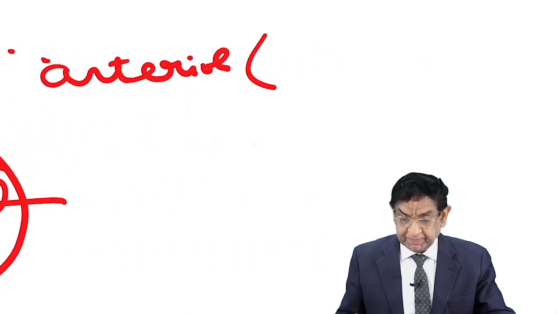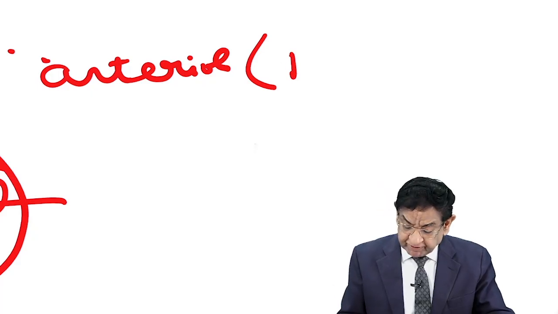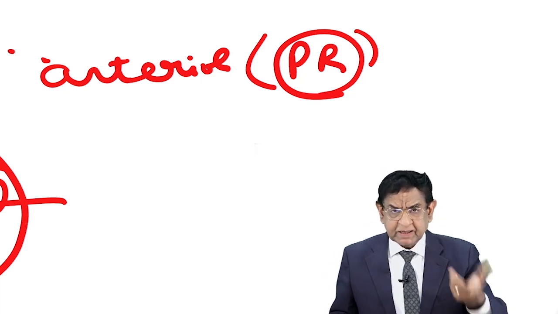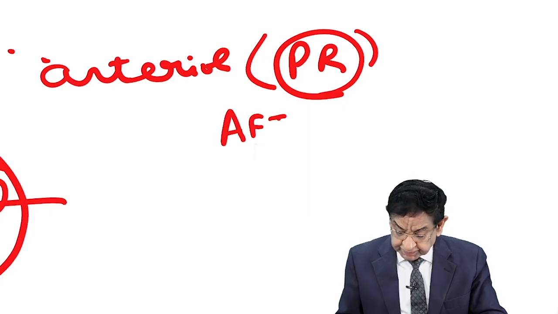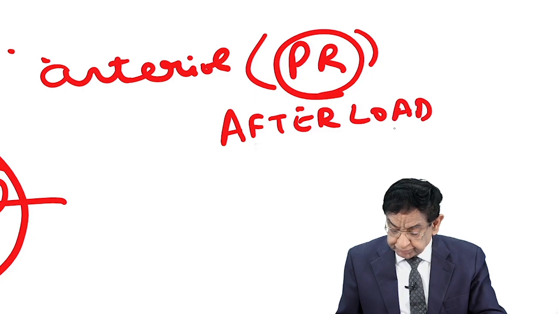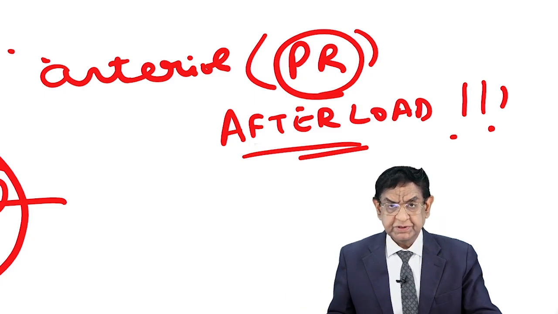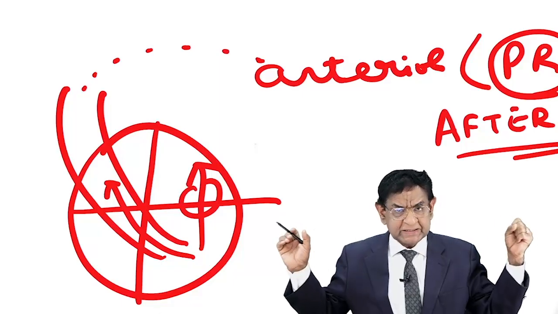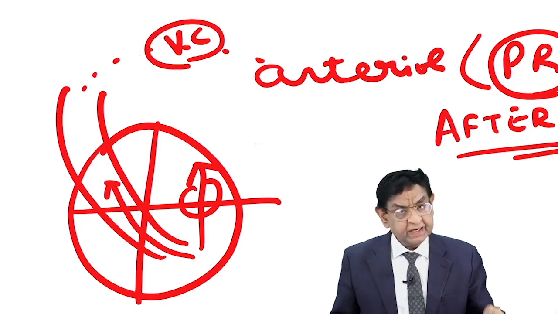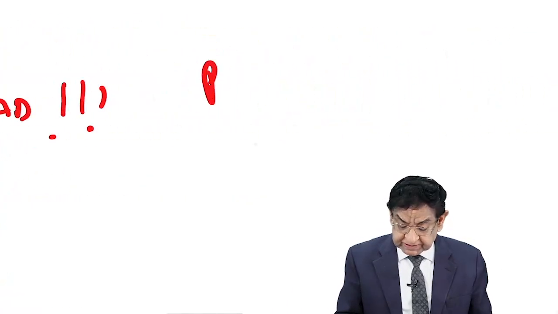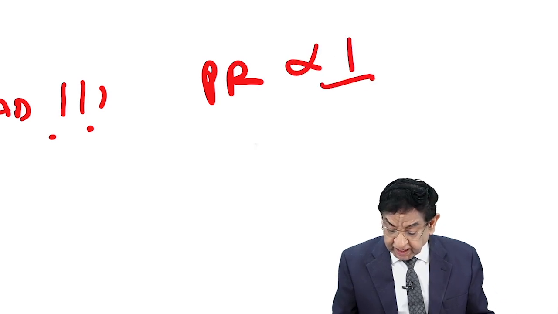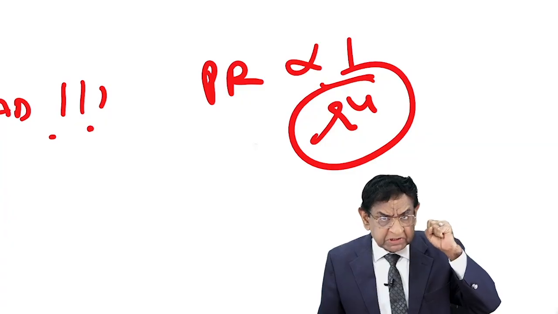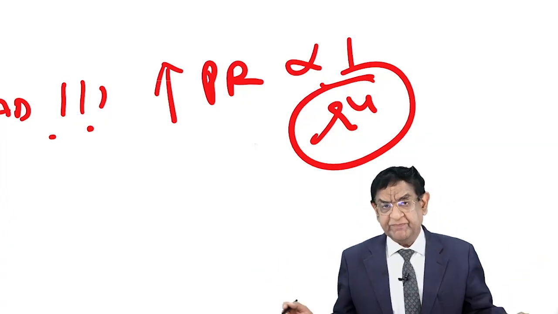And we know very well, our basic concepts are clear. The arterioles are the primary site of peripheral resistance. Peripheral resistance is the other name of afterload. But how can this affect the flow? Suppose there is intense peripheral vasoconstriction. Peripheral resistance is directly proportional to 1 by r to the power 4, where r is the radius of the arteriole. If the arterioles are constricting, peripheral resistance will increase manifold.